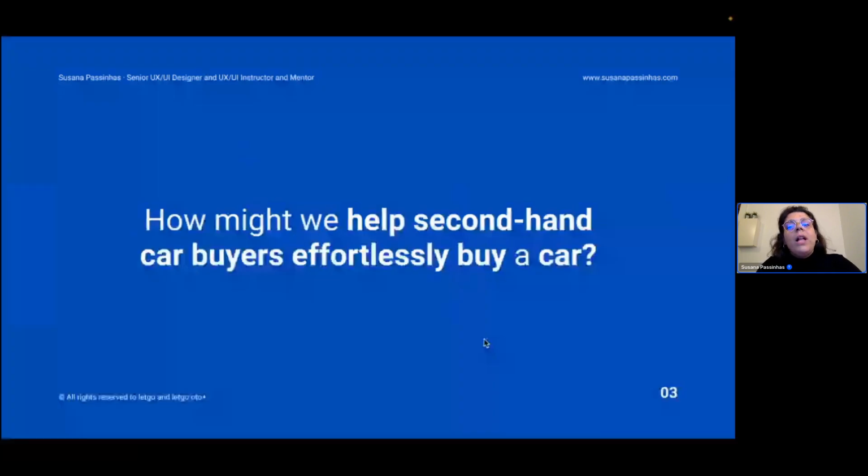So how might we help second-hand car buyers effortlessly buy a car? Because it's a struggle for them. We just noticed from the needs, right? It's a hassle. They have to go through a lot of things that they don't trust. What is this? How might we help second-hand car buyers effortlessly buy a car? It's a how might we, okay? It helps us frame a problem into a challenge. This is the starting point for us to start working as a team on how we can do this, yeah?